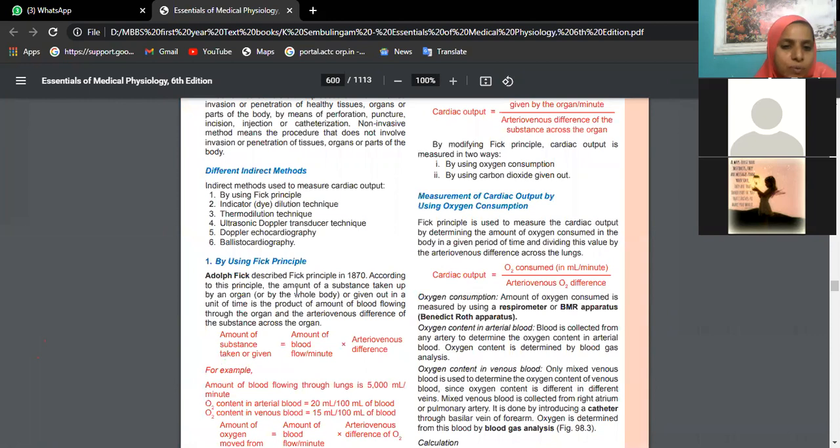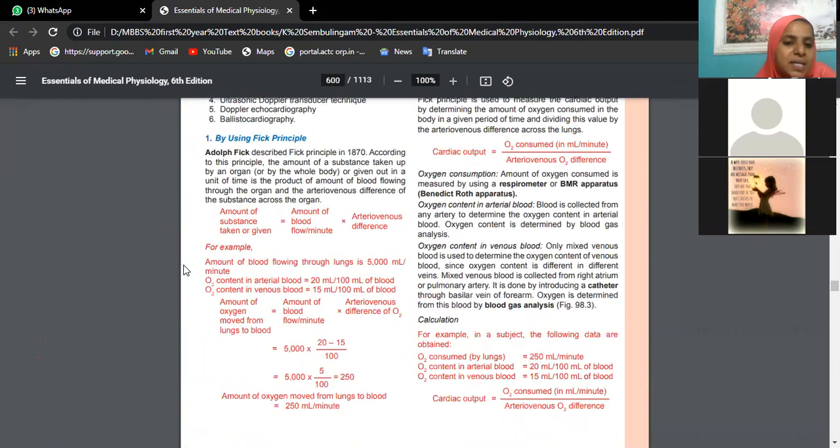You just go through with this Fick principle, which is an easy technique of measuring cardiac output. This formula you should write. Amount of substance taken or given is nothing but amount of blood flow per minute multiplied by arteriovenous difference. Anyhow, this comes as an essay 10 marks question. I will elaborate it then. Okay.